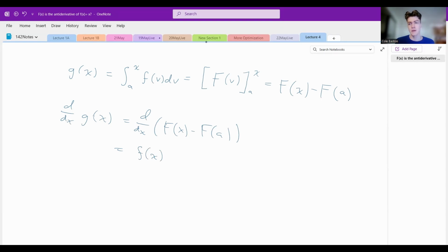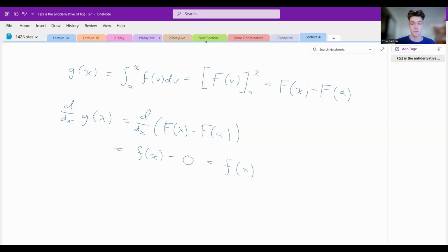And now big F of a is just some number, right? I'm plugging a into big F, and I don't know what it's going to be, but it's going to be some number, right? It's not like this first part where it's a function of a variable. A is just some constant, and so I'm taking the derivative of some constant, and so that's just going to be 0. And so that's going to give me little f of x.